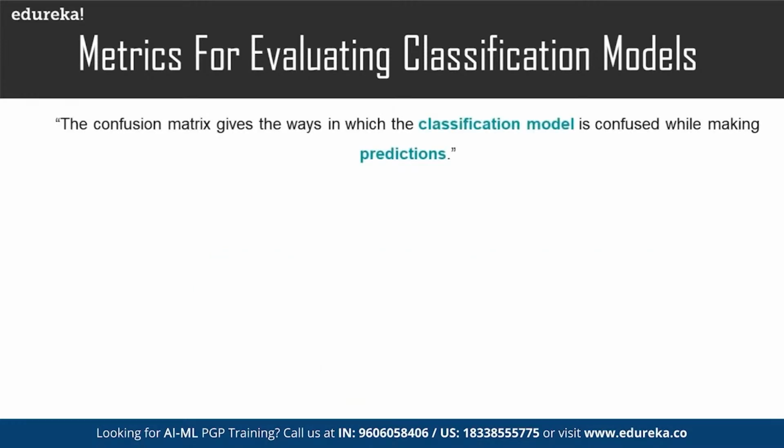Going further, today we're going to talk about the confusion matrix. It shows the ways in which classification models are confused while making predictions. I'll give you an example. It summarizes the prediction results of classification problems.